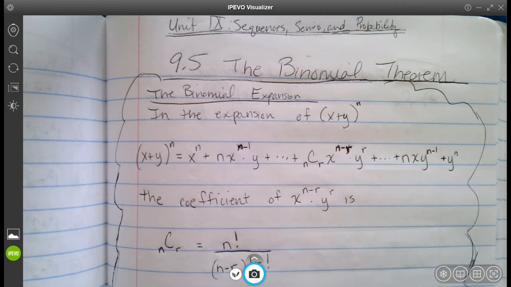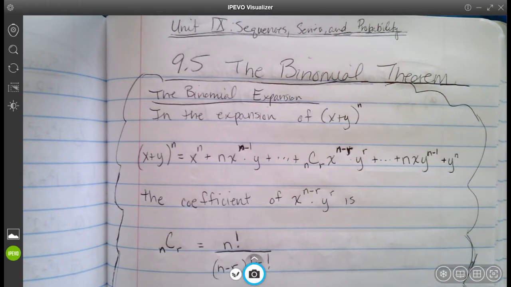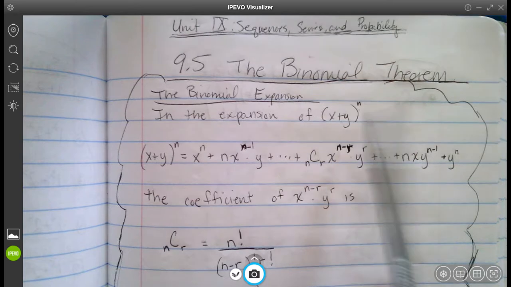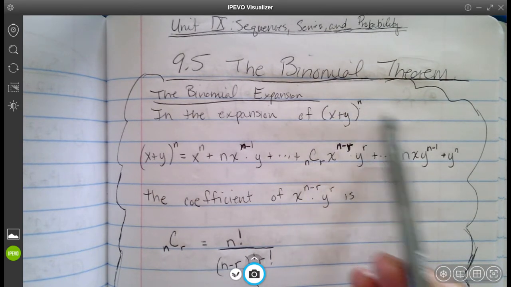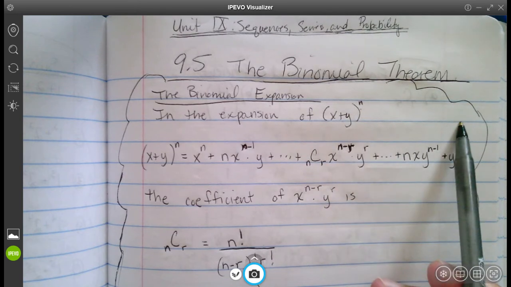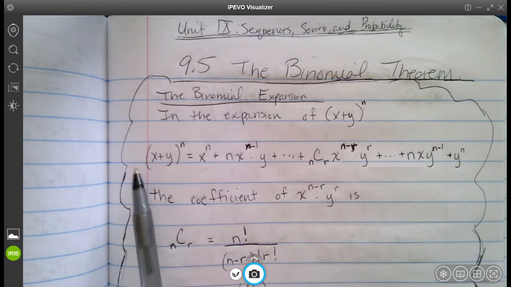A binomial, just in case you forgot, is a two-term expression. We have x plus y to some power. For an expansion, we'll have this raised to some power. If it was squared, you know that you're just going to FOIL. If it's cubed, you're going to multiply it 3 times and so forth. So the way it's going to end up looking is like the following.